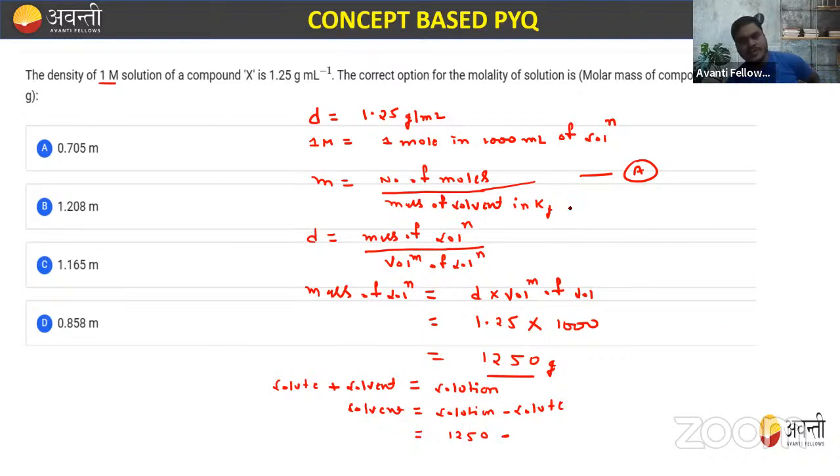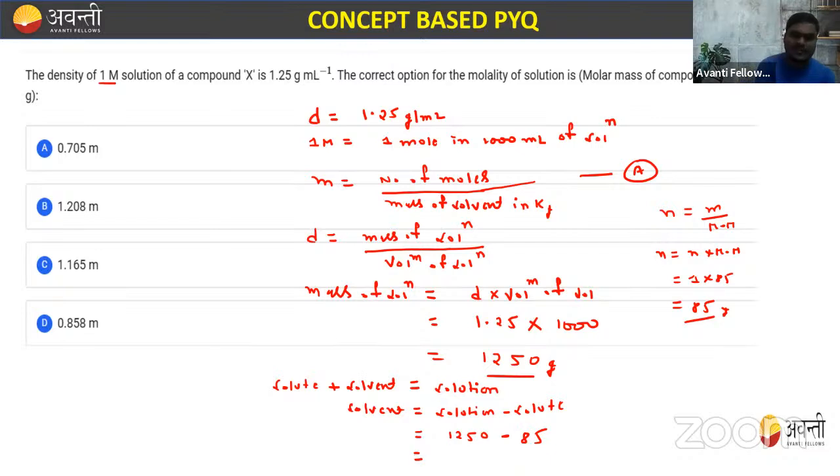That is 1 molar given. 1 mole now. So we know mole is equal to mass upon molecular mass. So mass is equal to n into molecular mass. Since molecular mass is 85 and number of mole is 1, so it is equal to 1 into 85. So this is equal to 85 gram. So this is the mass, 85 gram. So यहाँ subtract करो. What you will get? 1250 minus 85. बराबर. 1250 minus 85. So you'll get 1165 grams.